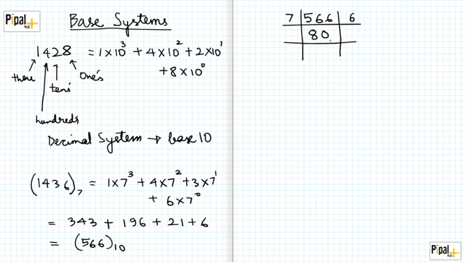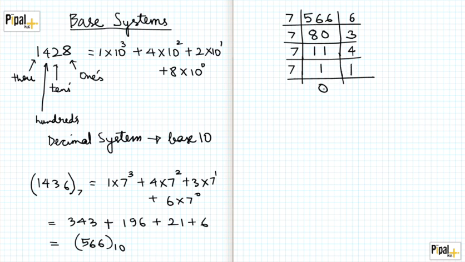Then let's divide this quotient by 7 again. So we get 7 into 11 is 77, and we are left with a remainder 3, right? Then we divide this quotient again by 7. So 7 into 1 is 7, and we are left with remainder 4, right? And we again divide this by 7. Now this time we get quotient 0 and remainder 1, right?